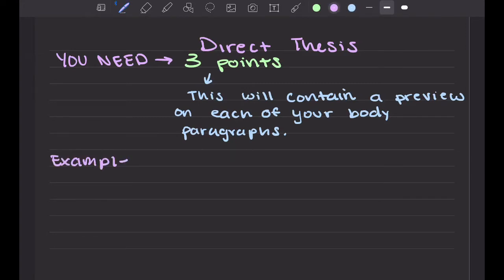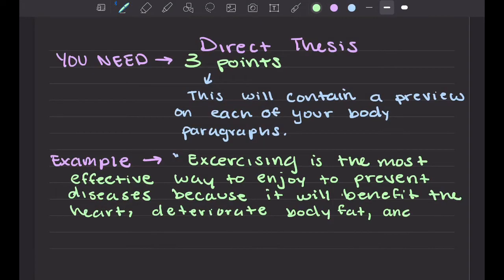Now let's move on and look at an example. Exercising is the most effective way to prevent diseases because it will benefit the heart, deteriorate body fat, and lead to better skin.